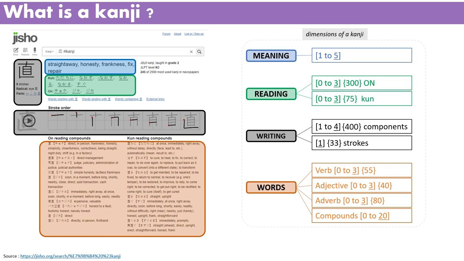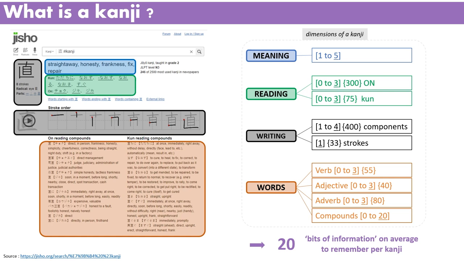Not all kanjis are as complex as this one, so on average, there are about 20 bits of information to memorize for each kanji. So we know what to learn in a single kanji. The next logical question would be, how many kanjis should I learn?